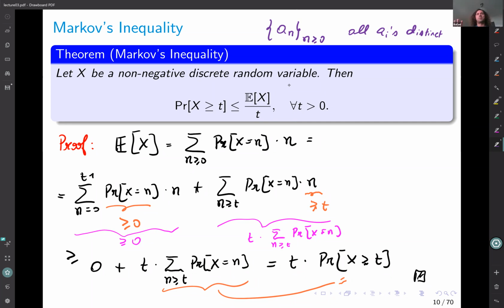So that's as simple as that. If your expectation goes to infinity, then this inequality is not giving you anything, right? All right. So the proof I did here was just to simplify notation, but it works for any discrete random variable. Does that make sense?